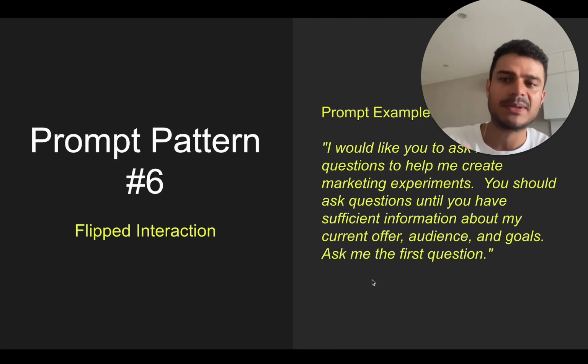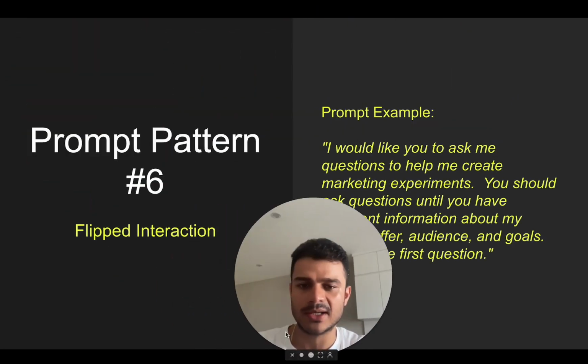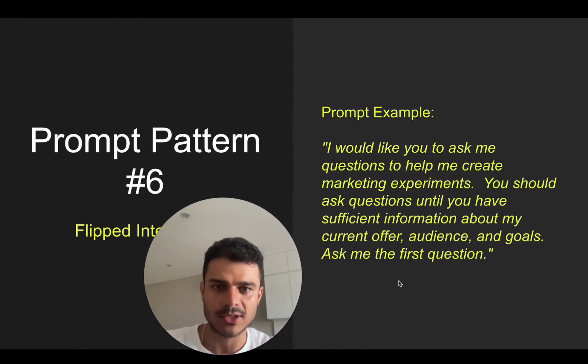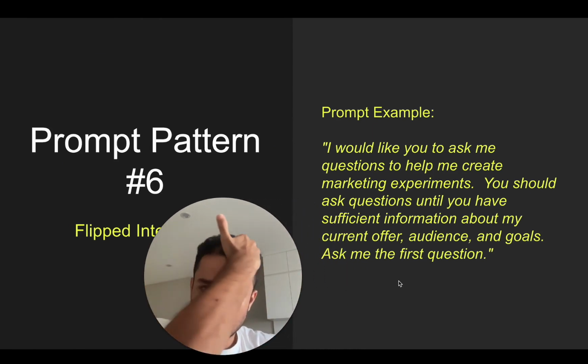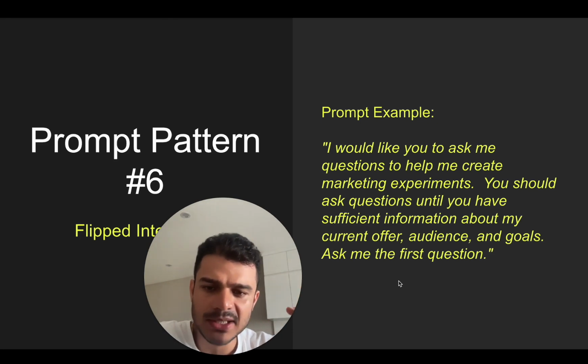Next is a flipped interaction pattern, and this sixth one is really useful. So let me focus on this, right? Now, I'll take a little bit more time on this one. So flipped interaction means this is similar to the example that I was trying to give you before, where I was saying maybe you don't know what the right question to ask is to the AI model.